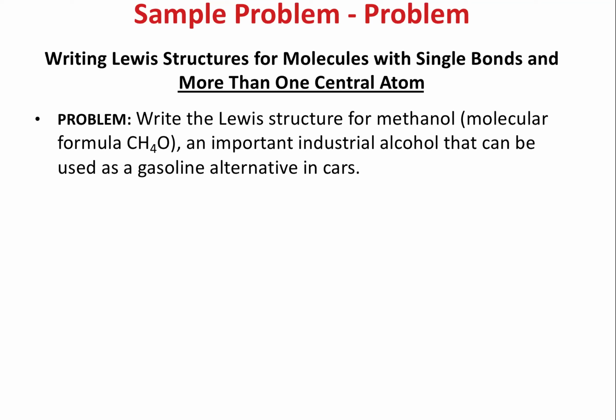So to help us understand this, let's think about an alcohol called methanol. It's got this molecular formula right here. We want to draw the Lewis structure for methanol. Now, methanol, it's got one less carbon than ethanol. Ethanol is like the drinking alcohol. Methanol has only got one carbon, hence the prefix meth, okay?